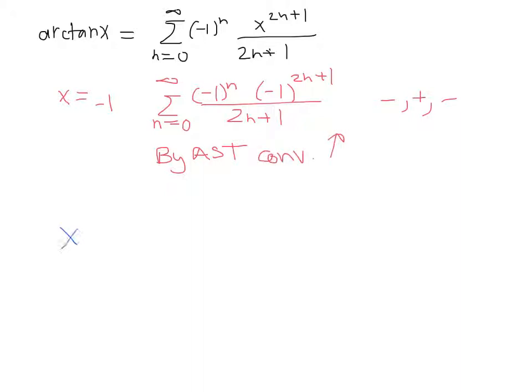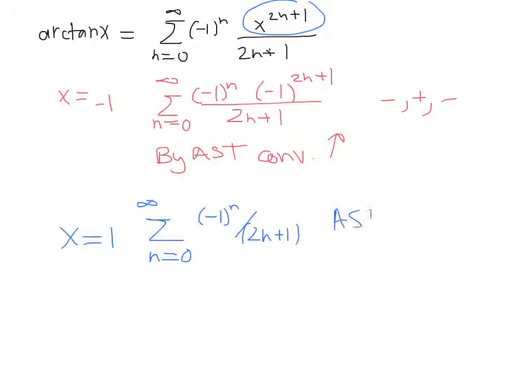And at x equals 1, even easier, we get the sum from n equals 0 to infinity negative 1 to the n, 1 to the 2n plus 1 is 1 no matter what. So over 2n plus 1, and that is obviously an AST, so this also converges by the AST, giving us an interval of convergence for arctan that's negative 1 to 1.